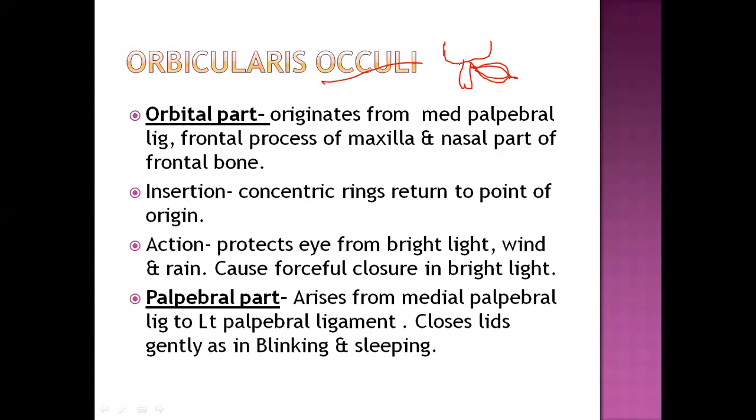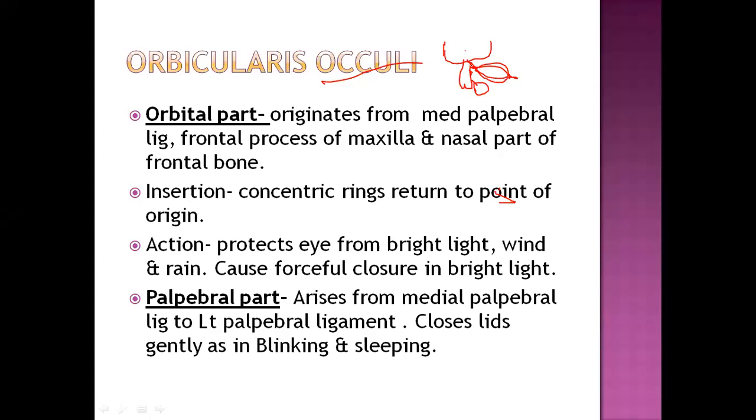So this medial part, this orbital part, originates from the frontal process of the maxilla. The maxilla will be down in this place. You get the maxilla bone over here. Then this is the frontal bone. So the frontal process of the maxilla in this process. Okay. Then you find the nasal part of the frontal bone, from this area.